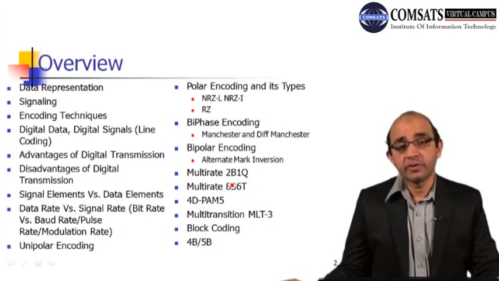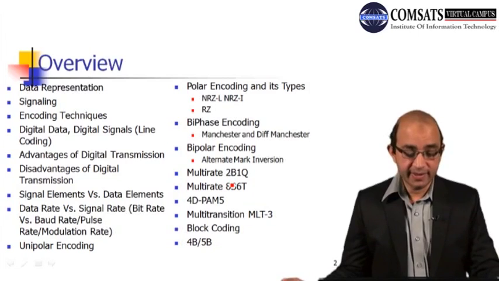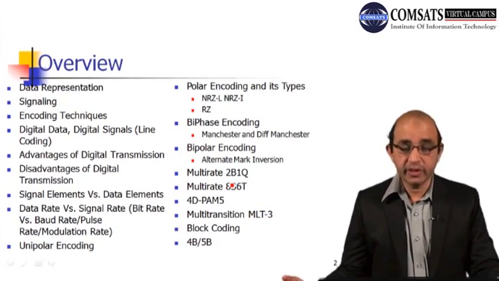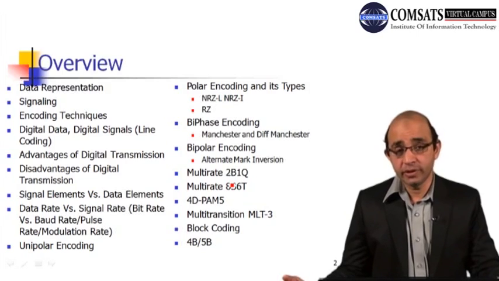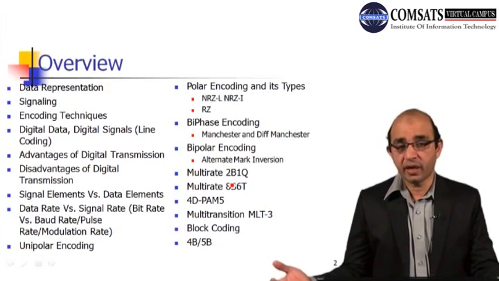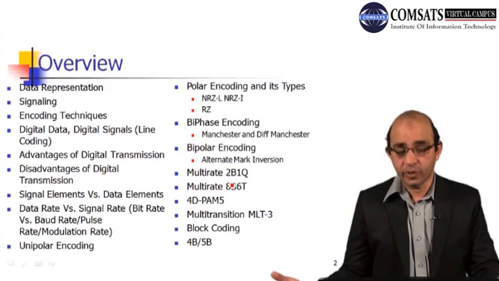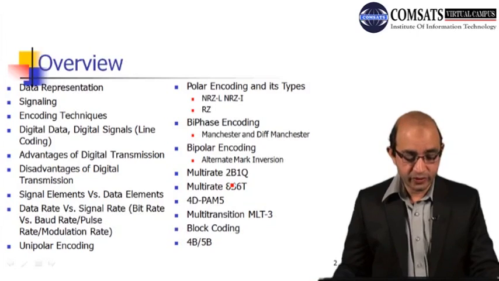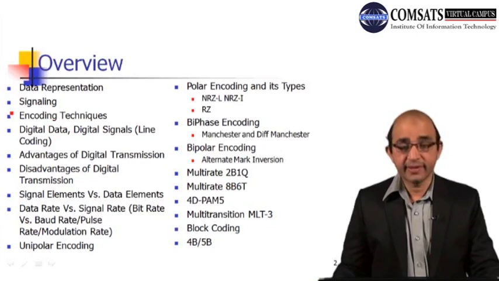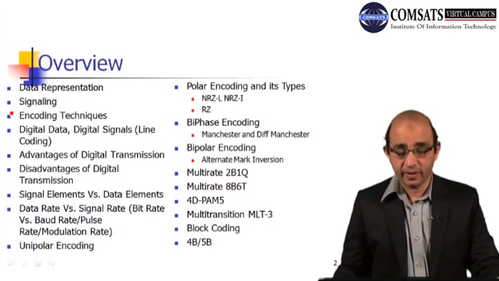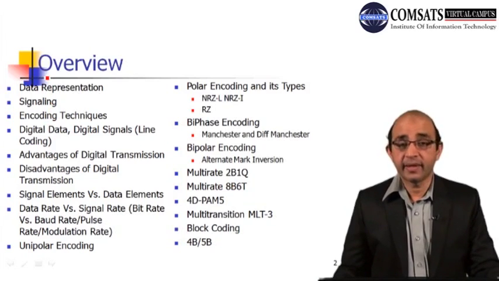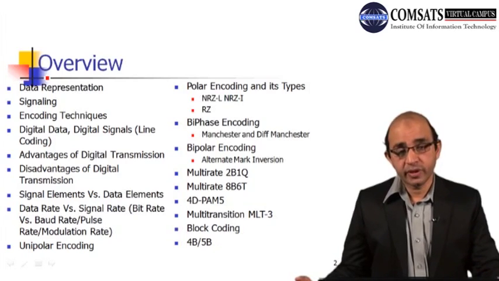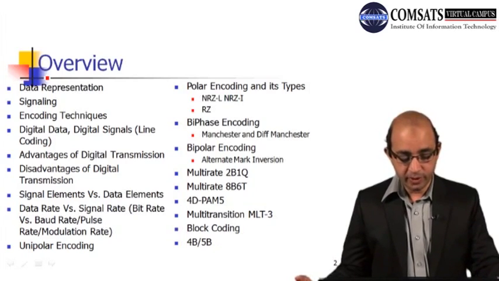And then we will be talking about signal elements versus data elements. In signals we are dealing with bauds, so how much data a signal can accommodate, right? And in the data elements, we are talking about bits and bytes. So here is the data rate, that is about data elements, and then the signaling rate, that is all about baud rate. We can also name it pulse rate or modulation rate.